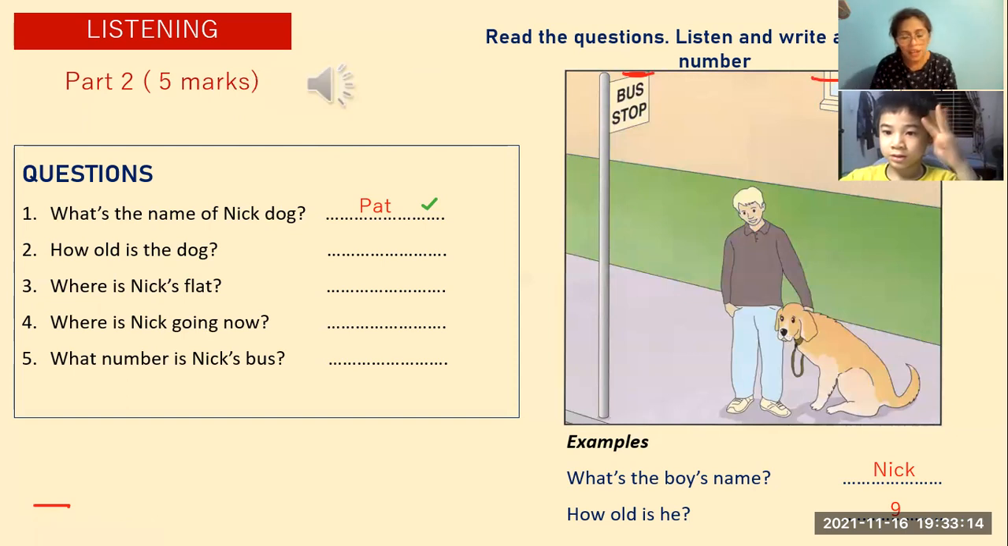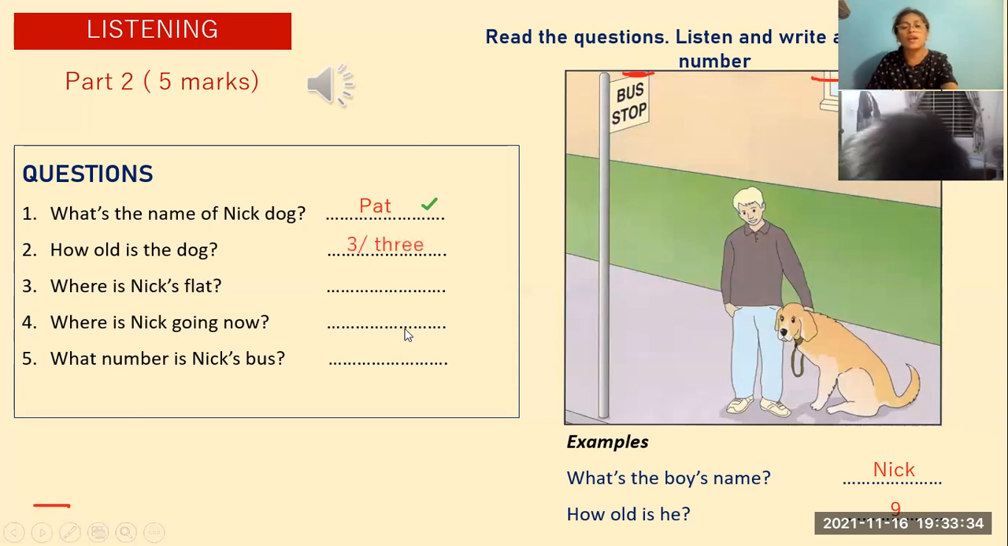Okay. How old is the dog? Yeah, you're right. Okay, what is that? What number is this? What number, Tom? Three. Very good. Okay, let us check here. Let us check. Okay, three.